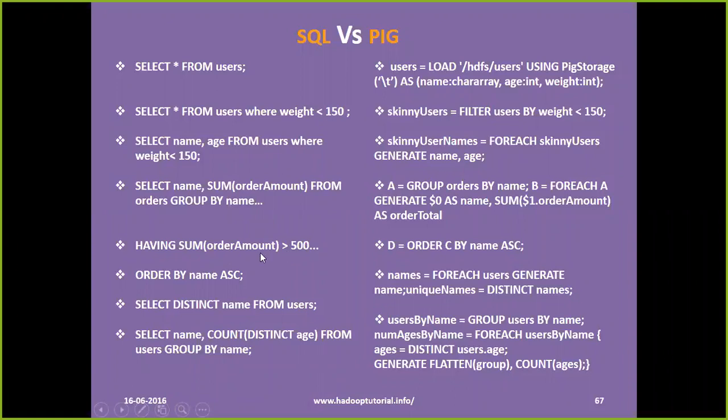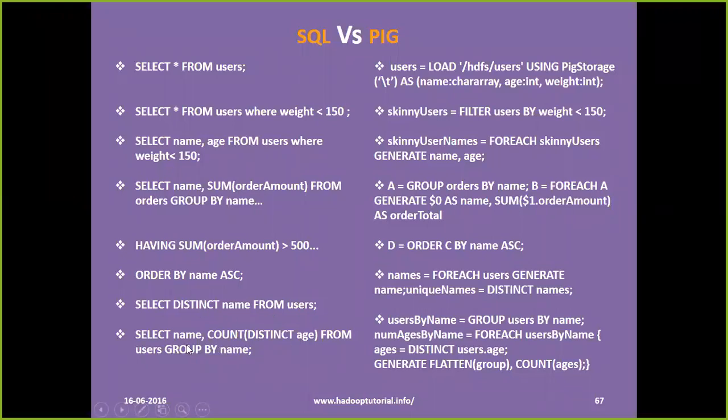Having sum greater than, which is again like another filter condition. Okay, so order by name ascending is the same: order C by name. And select distinct name from users. Here also, first you select the names, for each users generate name, and to get the unique names, use distinct of names. Two statements, just for one line.